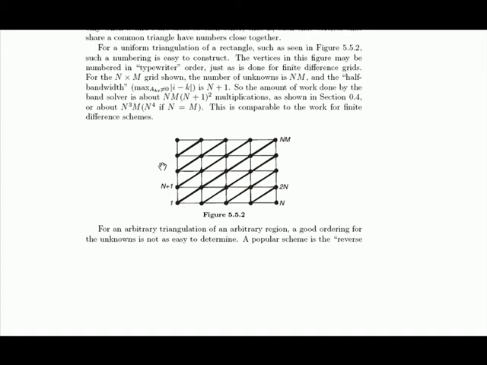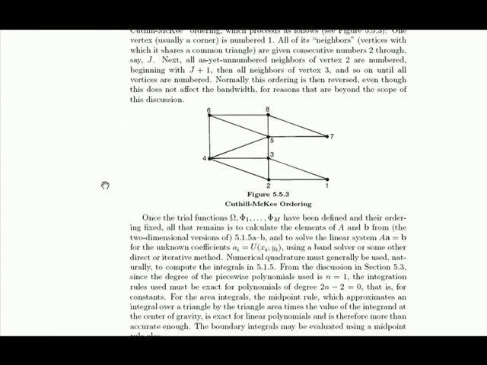But in a more general region with an unstructured triangulation, the best ordering to minimize bandwidth is not nearly so easy or obvious. One popular method is called the Cuthill-McKee ordering. Basically, you start at a corner and call that vertex 1, then you number all vertices that share a common triangle with 1, 2, 3, etc.